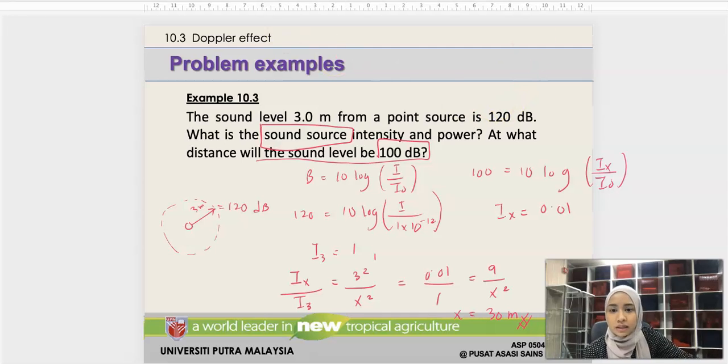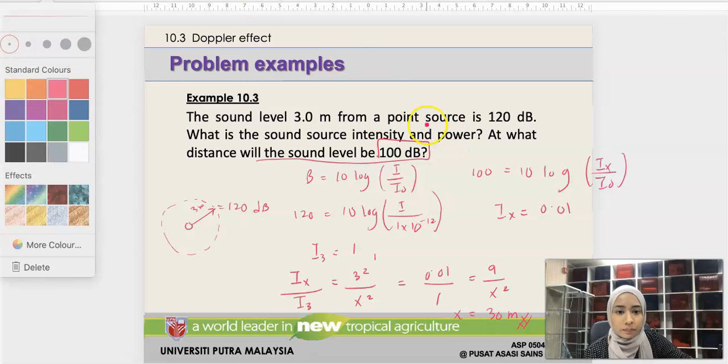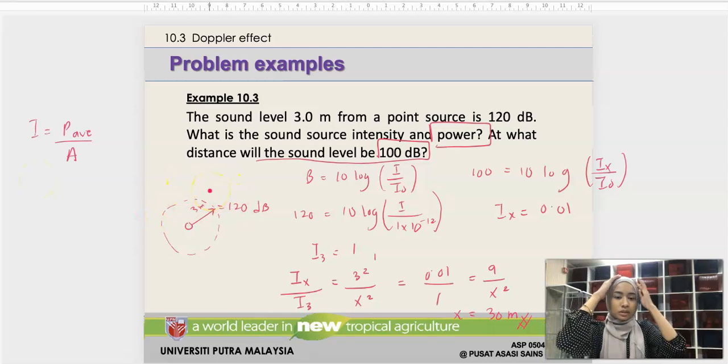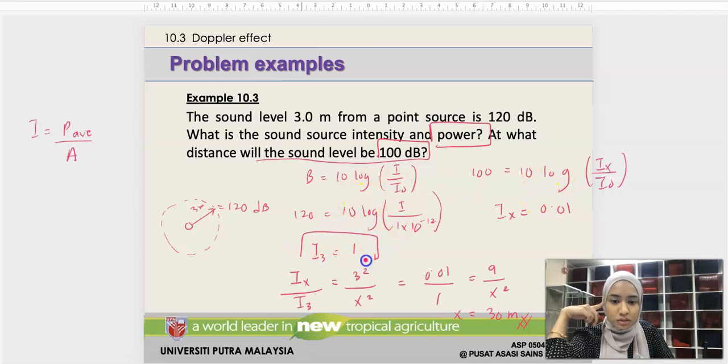So let's now find out what is the power. I forgot about this. Power. Okay, so you know the equation for intensity is P average over A, where A is the formula for the area of a sphere. Right? And we solved for I just now, which was 1 watt per meter squared. So 1 watt per meter squared.